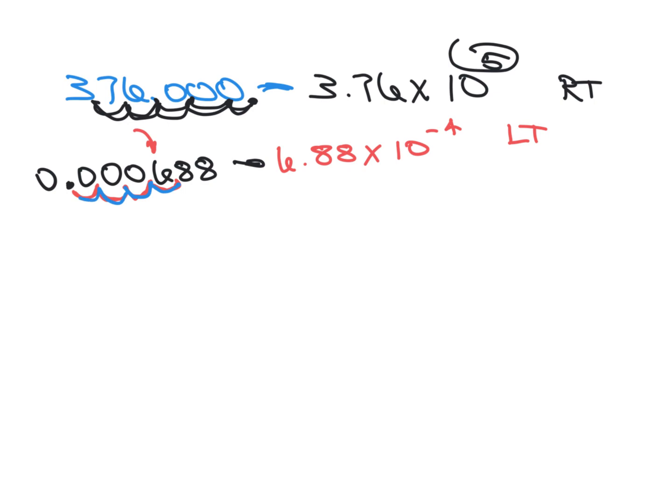1, 2, 3, 4. So when the numbers are smaller than 1, we move it in a negative direction. When the number is bigger than 1, it's in a positive direction. And in the middle of page 50, there is a table there showing you how all that works. So let's do a couple math problems that have to do with that.